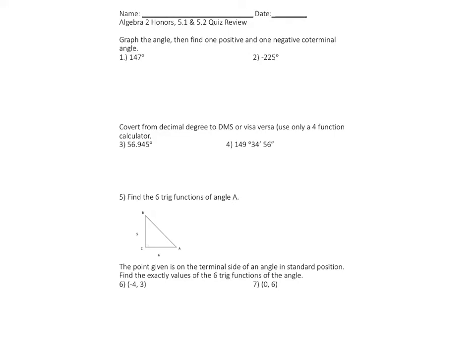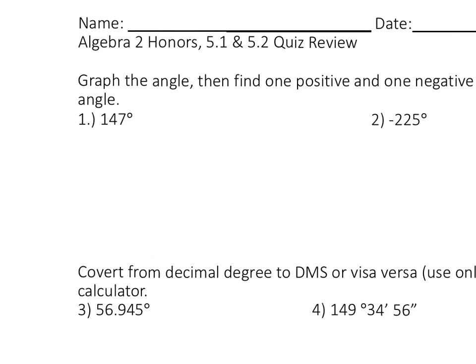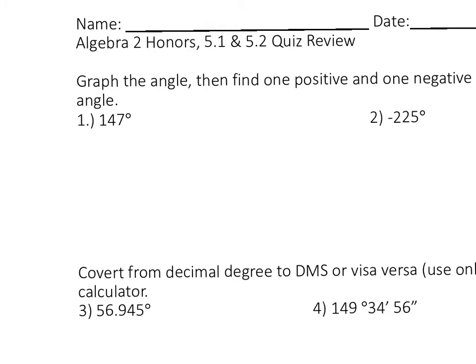Okay, so this is your review for tomorrow's quiz. On the quiz tomorrow, you will be given a question where you're asked to graph the angle and then find one positive and one negative coterminal angle. So the graphing portion is going to be on your answer sheet. You're going to have a little cross that looks like this.